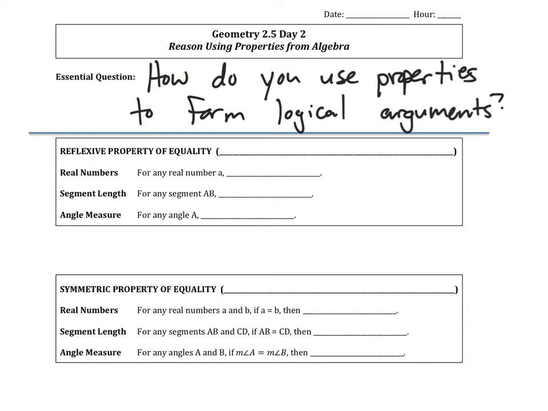All right, so the second part of 2.5, we start using these properties to form logical arguments, and we get into a couple more properties. So the first one we're going to talk about is the reflexive property. It essentially says that something equals itself.